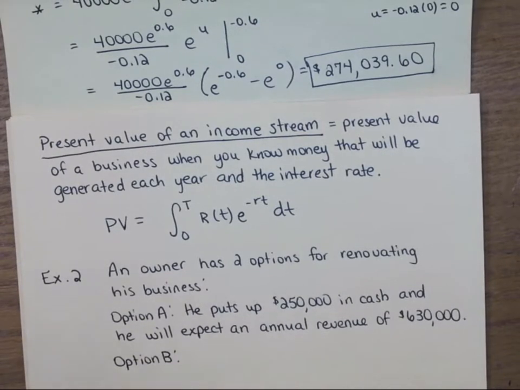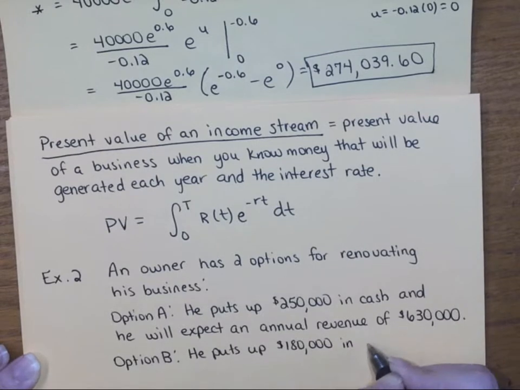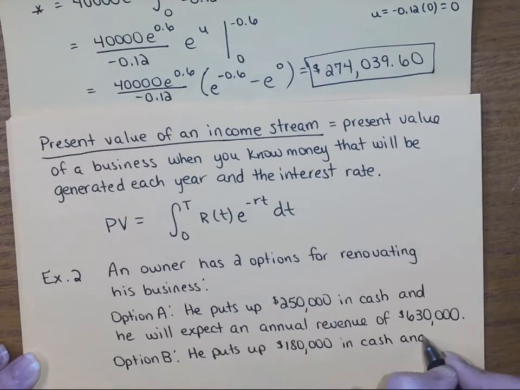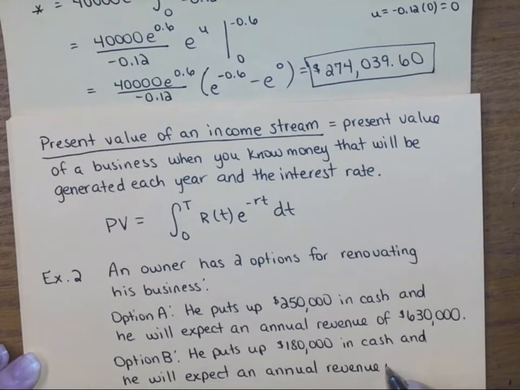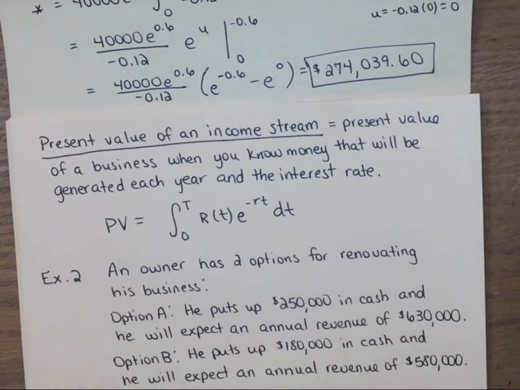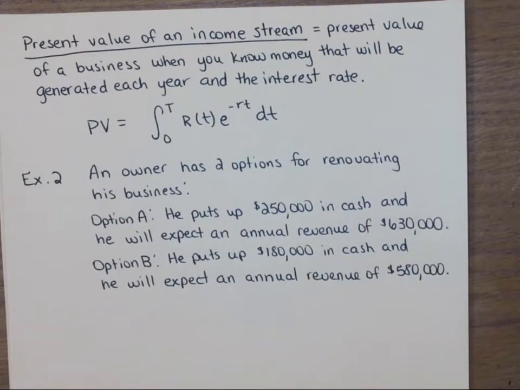Option B is maybe he doesn't want to put up as much cash, so he's not going to invest quite as much in renovations, so he puts up $180,000 in cash. And let's say if he does that, he doesn't expect quite the revenue bump from that, so he will expect an annual revenue of $580,000. By the way, the only reason you would do a renovation is if you expected to get paid for that, right? If you expected to financially benefit from that if you were the business owner.